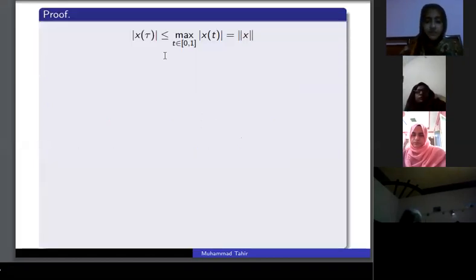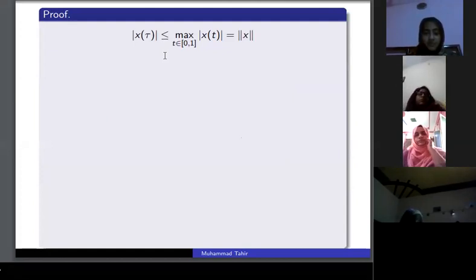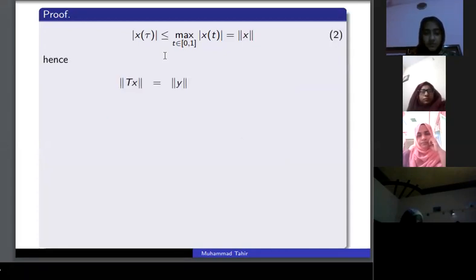We know that x of t, the value of x at any number t, should be less than or equal to the maximum value of x of t, and the maximum value of x of t will be the norm of x. So x of t for any t from 0 to 1 is always less than or equal to the norm of x, because the norm of x is the maximum value. And hence, because Tx equals y, the norm of Tx is the norm of y. And what is y? y is actually the integral of x.